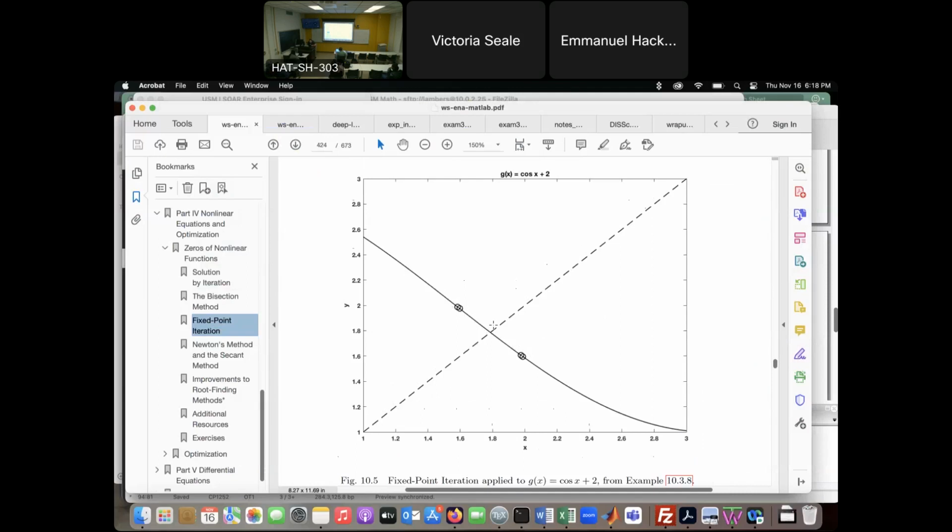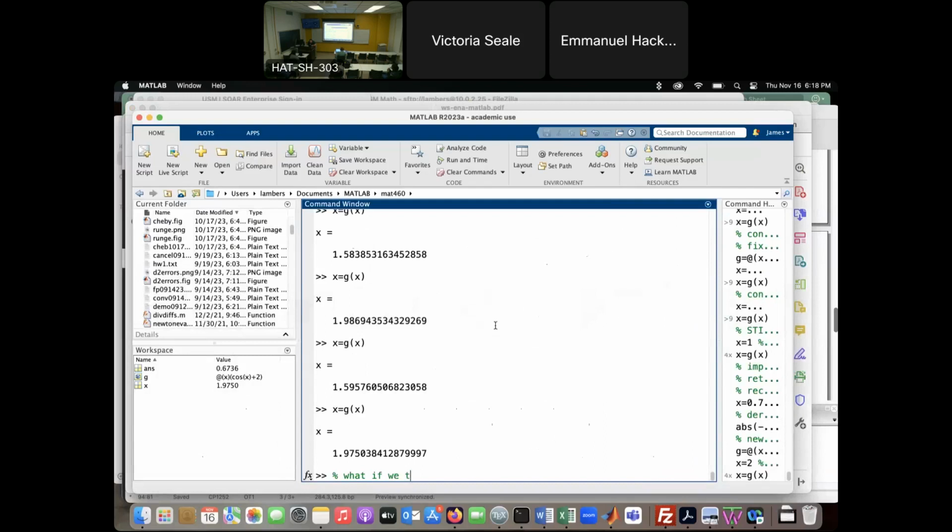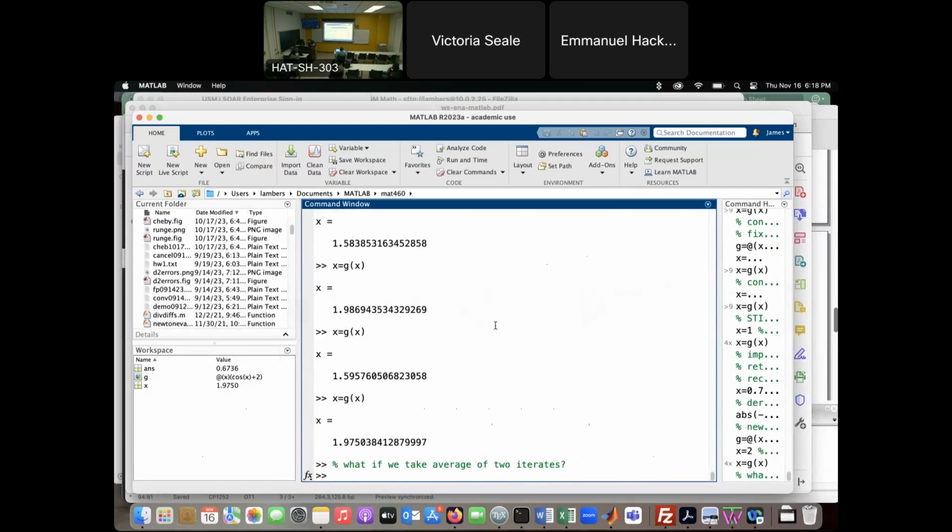So here's what I thought of. What if we take the average of 2 iterates? That's what I'll do. I'm going to define a new function called h of x, which is going to be equal to x plus g of x, over 2.